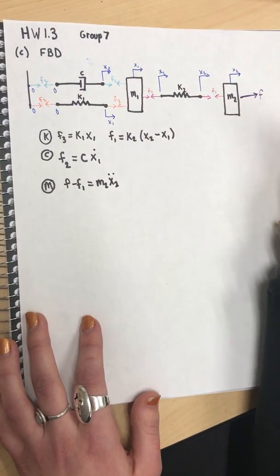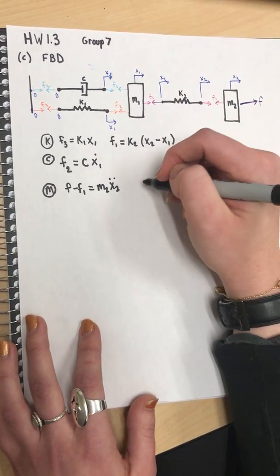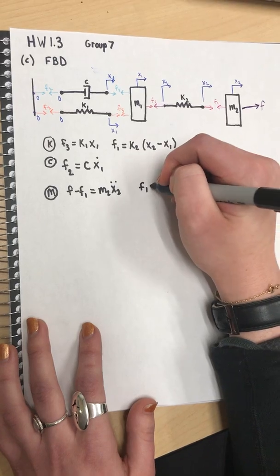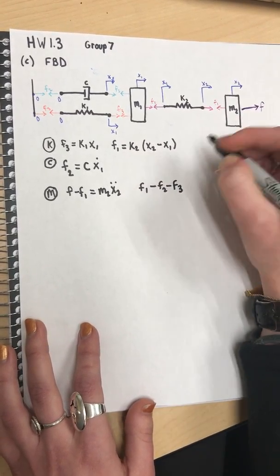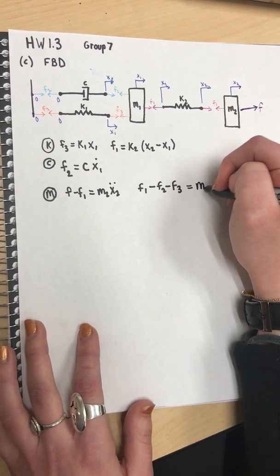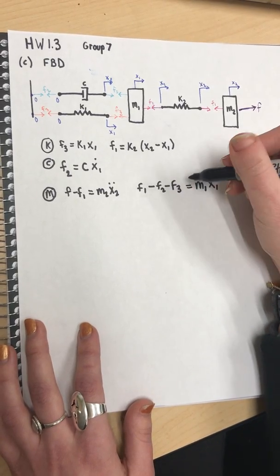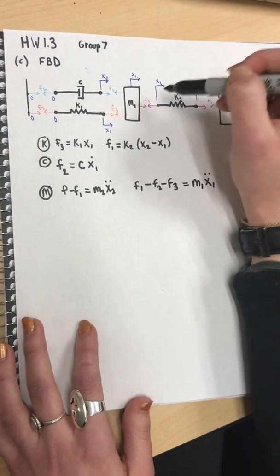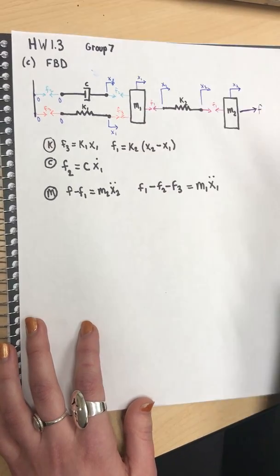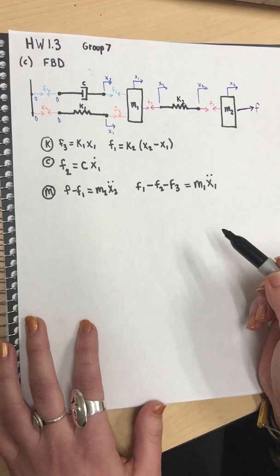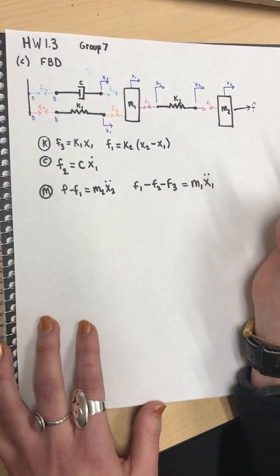And then the other mass equation is going to be the sum of the forces on this mass. So we have F1 minus F2 minus F3 equals m1 x1 double dot. We did the forces in this order because F1 is the only force in the same direction as the displacement coordinate here. Now that we have all of our equations, we just need to substitute in for the force values to find our equations of motion.